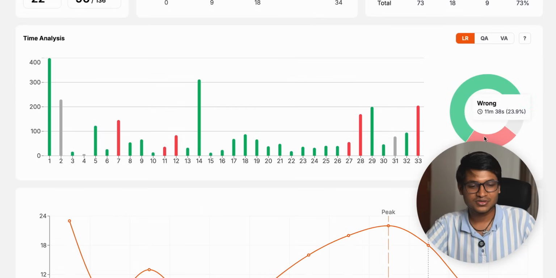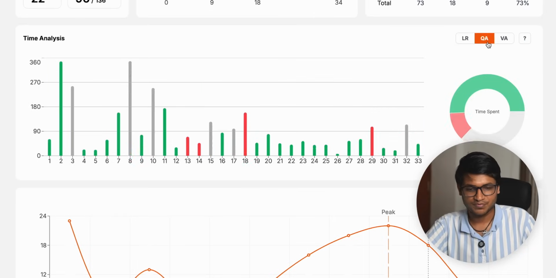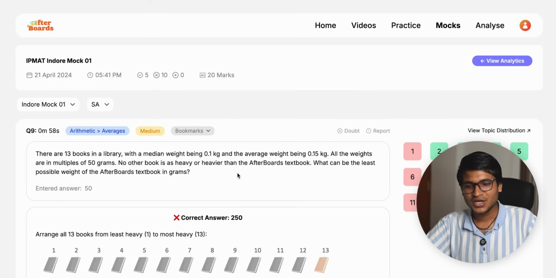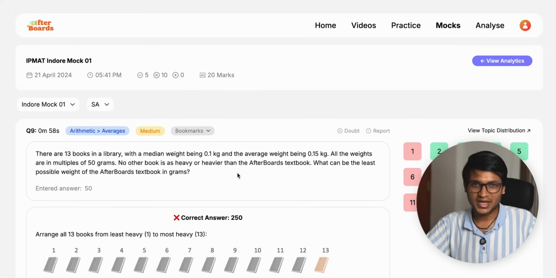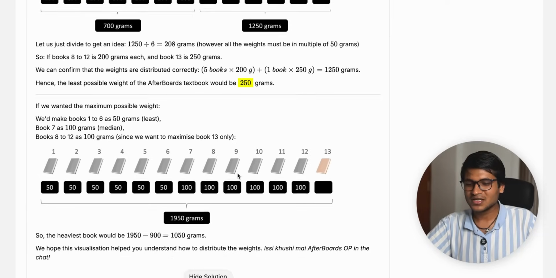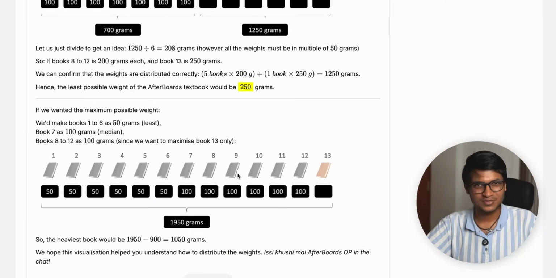You also have a pie chart to see where you spend the most amount of your time. Also, we have keyboard shortcuts. You can use the A key to go back, D key to go to the next question, and the F key to show or hide a solution. If your games can have it, why can't a mock exam platform, right?